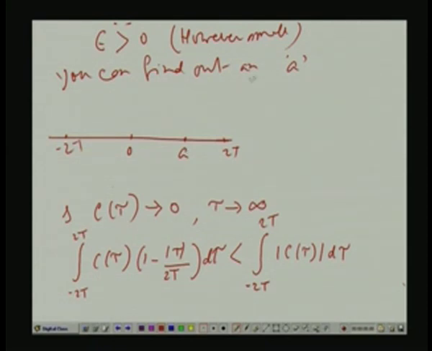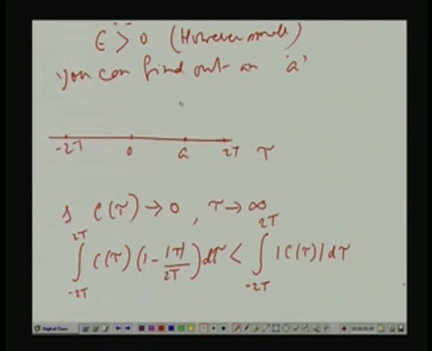Okay. And you can find out A, so that to the right of A, the correlation, that is, if you take tau, this is the tau axis, that is the lag, tau greater than A, correlation is almost 0, that is, it is less than epsilon. Give me any epsilon, I can always find out some A, some lag, however large, beyond which the correlation has come down to be very small, that is less than epsilon. Okay, that is one of the conditions.